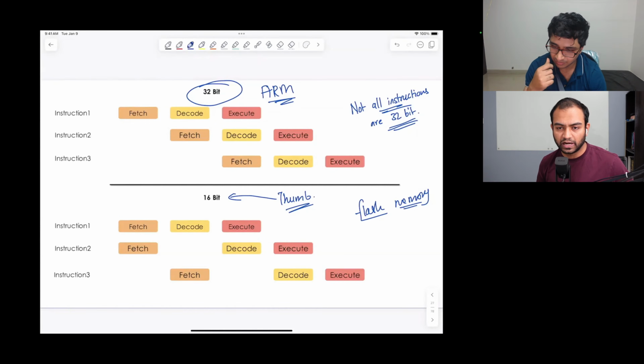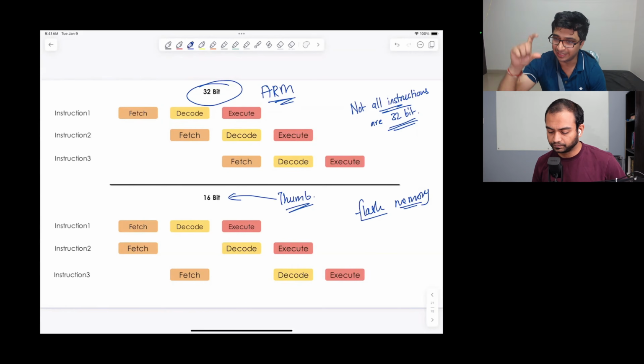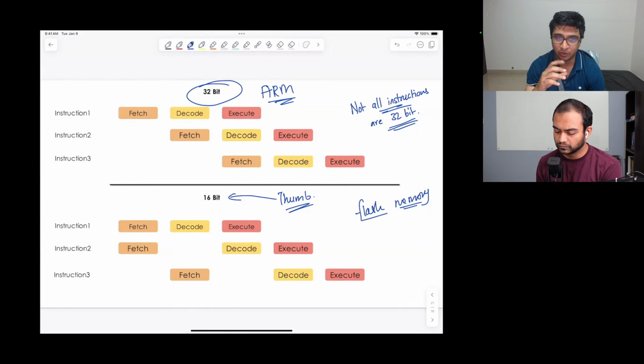Your variety of instructions is limited, and the number of registers you can access within the CPU is also limited. In Thumb, you cannot access the higher register address space, which is R7 to R12.